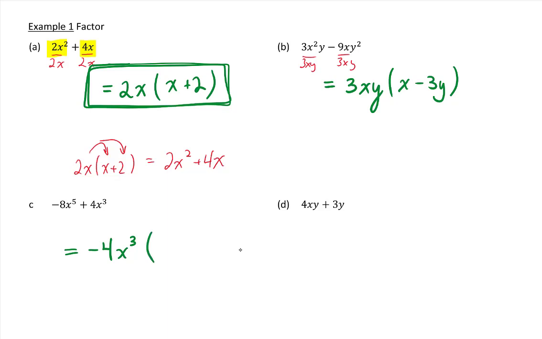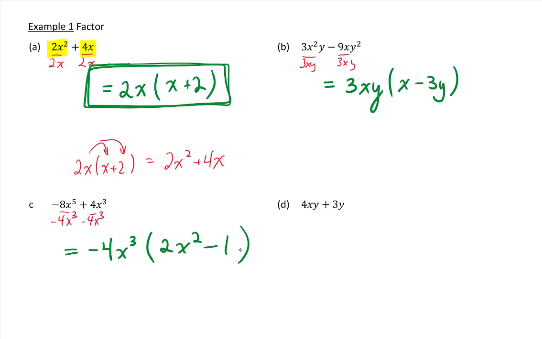What do we have left? Well, let's divide both of these by negative 4x cubed, sorry. Negative 8 divided by negative 4, well, that's a 2. x to the power of 5 divided by x cubed, that's x squared. And 4 divided by negative 4 is minus 1, and x cubed divided by x cubed is 1. So we get 2x squared minus 1 for our second factor, or bracket.